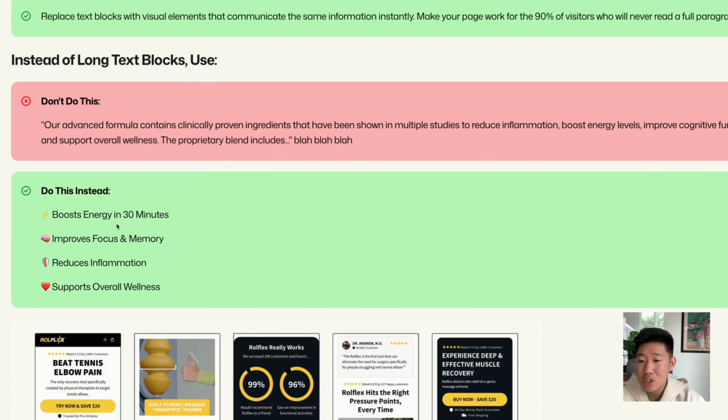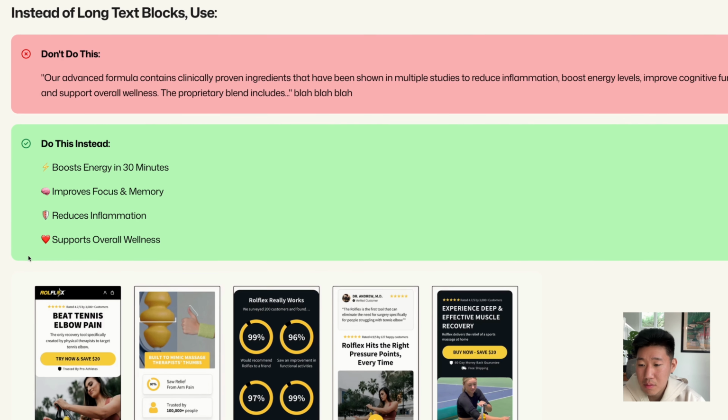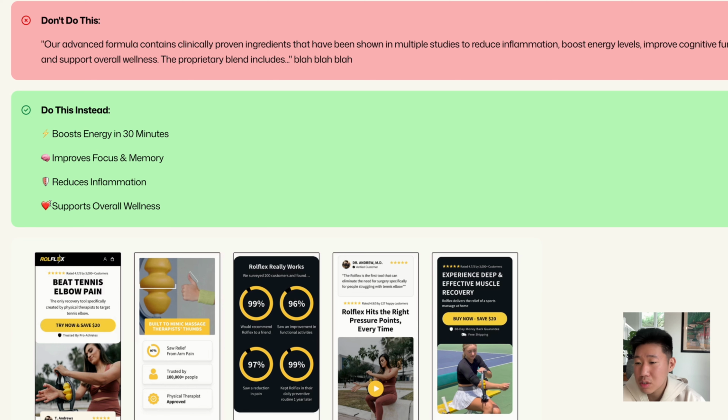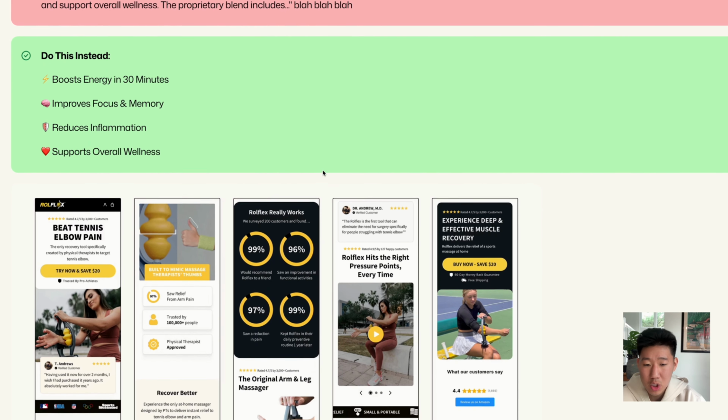What you want to do instead is just break it up into quick little bullet points using icons, using visuals, to allow it to be more scannable. This is much easier to read than a long sentence like this because it's scannable. You can just quickly read, boost energy, improve focus, and all that. This is where visuals come into play as well. I just used emojis to communicate this, but you can use icons, even images, whatever it is.